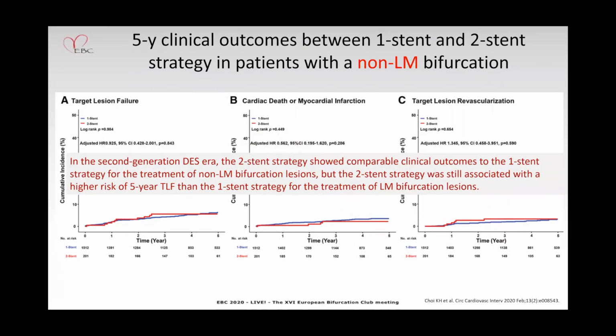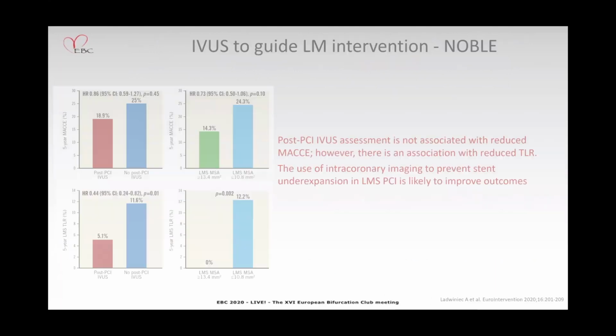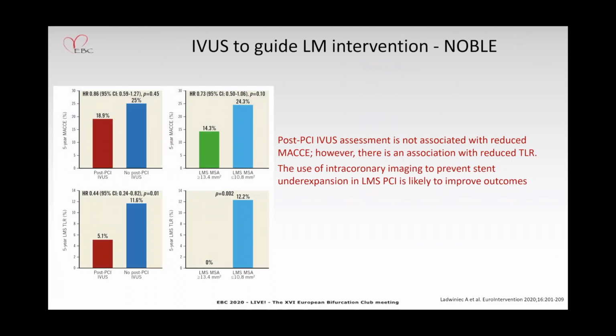But this study has a couple of limitations. We have to keep them all in mind: this is a non-randomized, retrospective, observational study, and the patients with a two-stent strategy were more likely to have complex lesion profiles than those with only one stent. So this is obvious, and we all should keep it in mind.